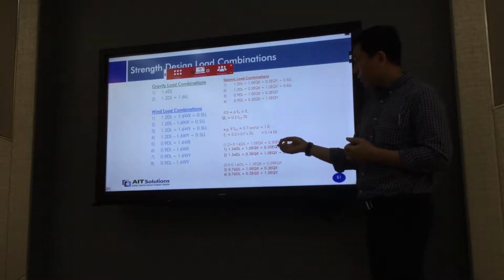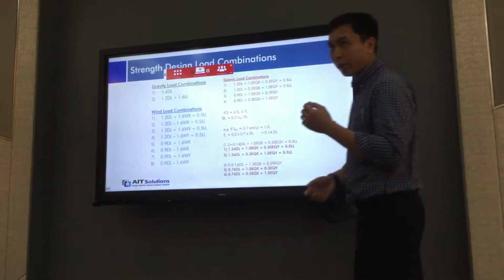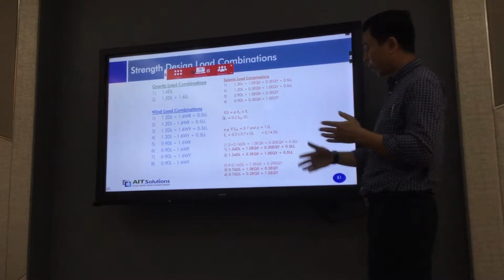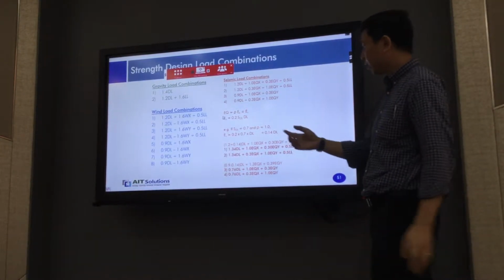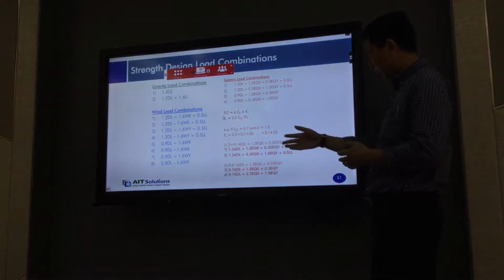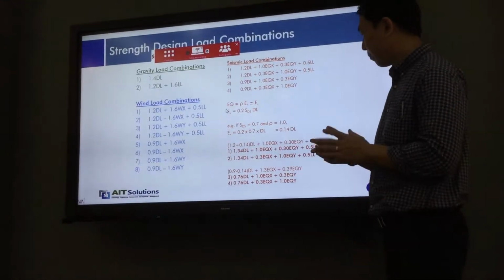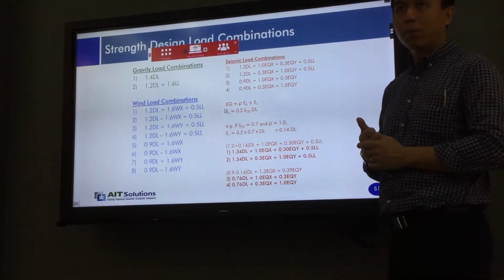But those orthogonal effects you do not need to consider in the wind loading. For wind loading, you have to apply only one direction. Here in earthquake can come in both directions, so we have to consider 30% of another direction. Same thing for the 0.9 dead load combination.